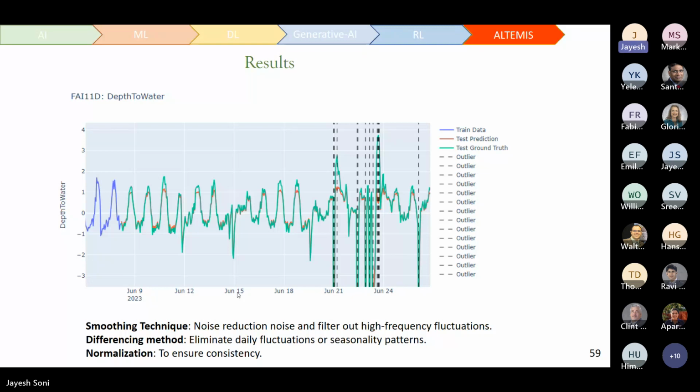So when we further enhanced the processing of this data, the model gave a minimum loss, and you can see the green one is your actual test data, whereas the red one is the predicted test data, and there is very little difference between the actual and the predicted. And these black dotted lines you see are the anomalies that the model has predicted in the test data. So that was the whole research of ALTEMIS.